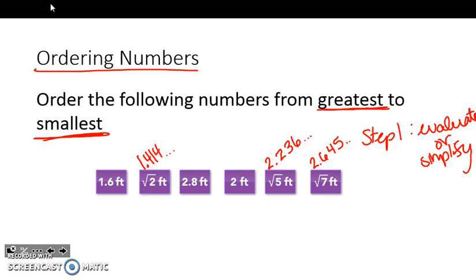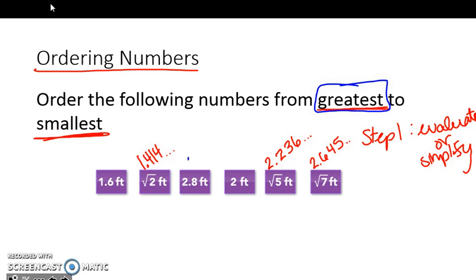In order to evaluate it. Guys, whenever you are ordering these, you are still going to use the original values. So when you placed them on a number line, you had to use the original numbers. You have to do the same thing here. Okay, so I want my biggest number first. So I have a few different 2s. So I have 2.8, 2, 2.236, and 2.645.